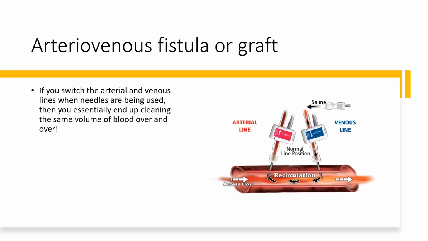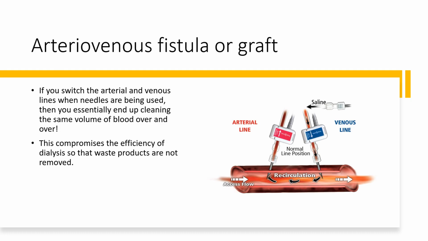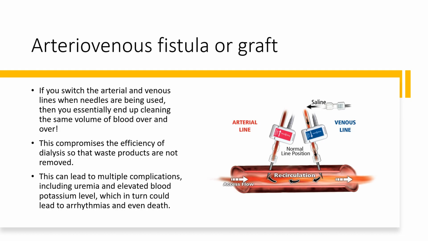If you switch the arterial and venous lines when needles are being removed, then essentially you suck up the same blood from the venous line back into the arterial line, and you end up cleaning the same volume of blood over and over. And of course, this compromises the efficiency of dialysis so that waste products are not efficiently removed. And this can lead to multiple complications, including the accumulation of waste products in the blood that cause symptoms, and that's what we call uremia, and an elevated blood potassium level, which in turn can lead to arrhythmias and even death.